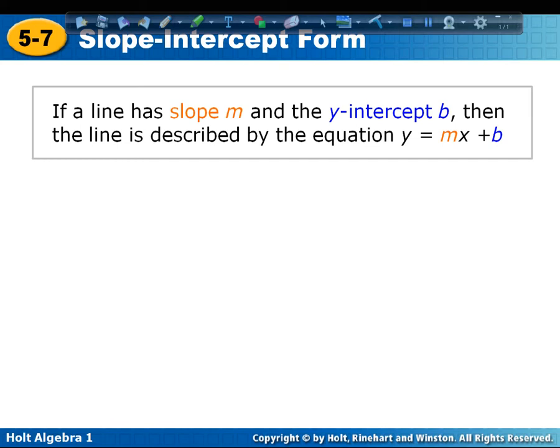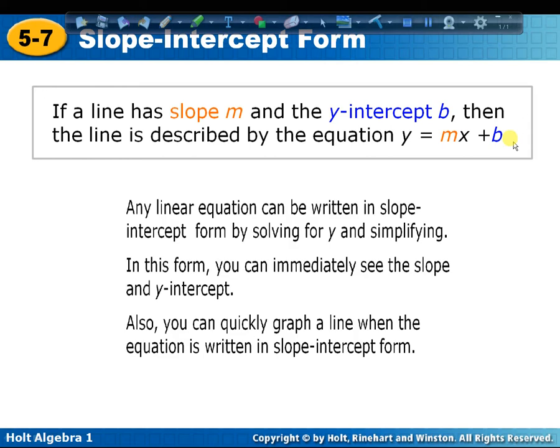It says if a line has slope m and a y-intercept b, then the line is described by the equation y equals mx plus b. You don't have to write anything on this slide down. We just want to take a minute to introduce what we're doing today. So we're looking at y equals mx plus b, and we're going to graph using this form.